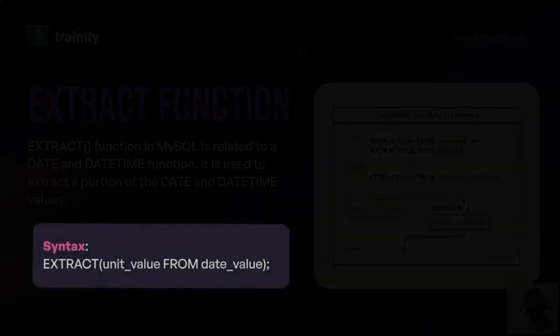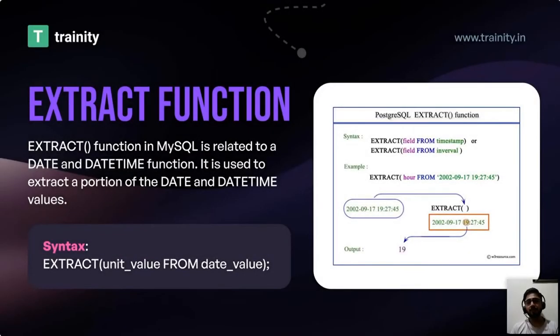And the syntax for using the extract function is basically this. First you call the extract function. Then you write the unit that you want to extract. This unit could be day, month, year, hour, minute, second. It depends whether you have date or date time values. So if you just have a date, then you can extract day, month, and year. If you have date and time both, then you can extract day, month, year, hour, minute, second. All these entities can be extracted from a date time value. So I'll explain this with an example so that it becomes a bit more clear.